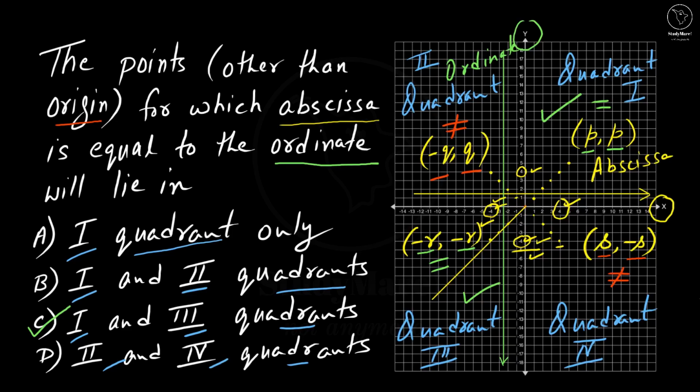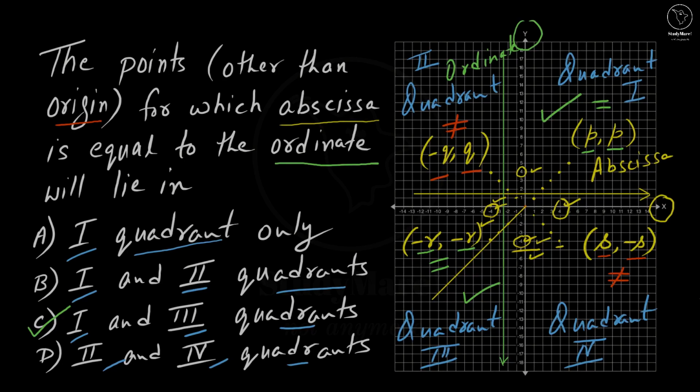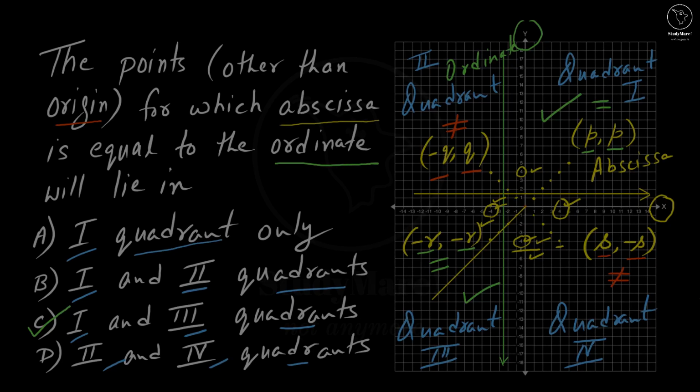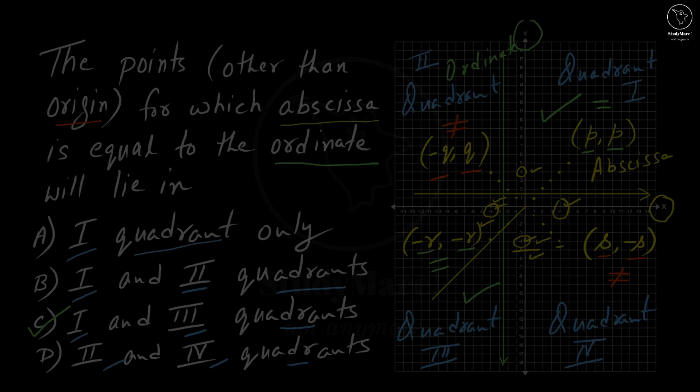So this is how you have to solve the questions from coordinate geometry. Do understand the origin, do understand the abscissa, do understand the ordinate, the quadrants, first, second, third, fourth, and how the coordinate values are plotted, based on which you can very easily solve any question from coordinate geometry. Don't get scared. Just understand and memorize some of these facts related to coordinate geometry, start solving the questions, and you are done.